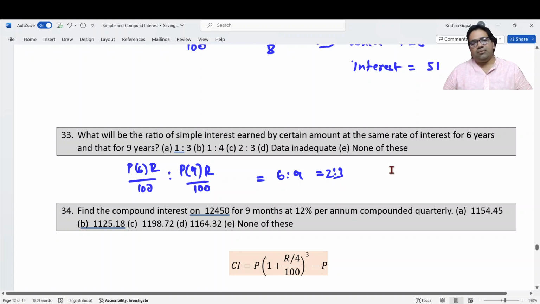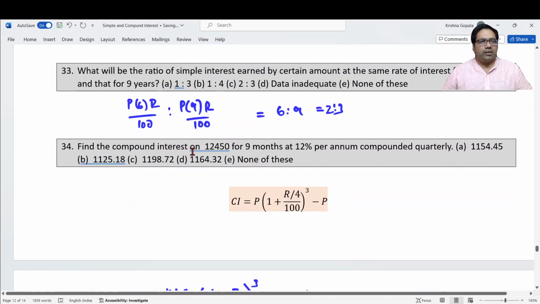This is a very easy problem. Just by looking at it, you should put it. This was given in previous exams also. Right, 2 is to 3. Just by looking at it, 6 is to 9. We should not even write this. 6 years, 9 years, simple interest means 6 is to 9 equal to 2 is to 3.